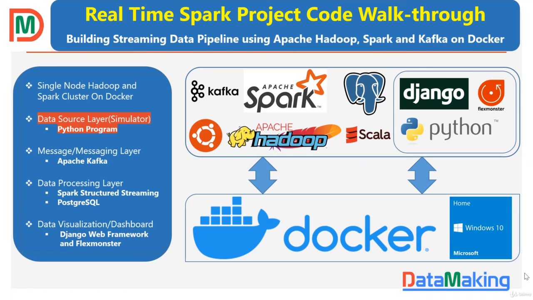Till last section, we set up the single node Spark cluster and Hadoop cluster on a Docker environment. So now we are going to go through the source code of this project, starting from the data source layer to the data visualization layer. In this video, I'm going to focus on the Python simulator, which is used to generate the server status as events to the Kafka topic. Let's get started.